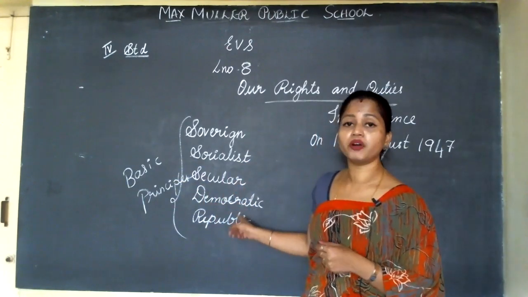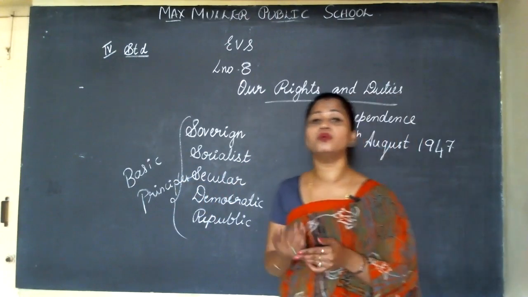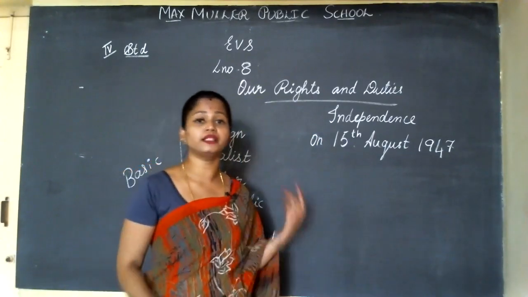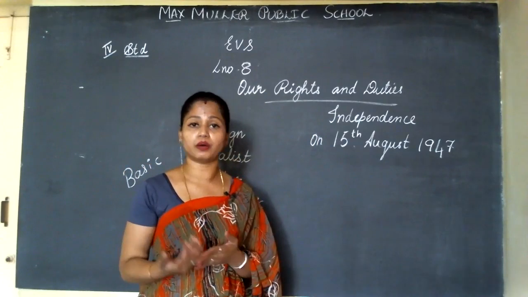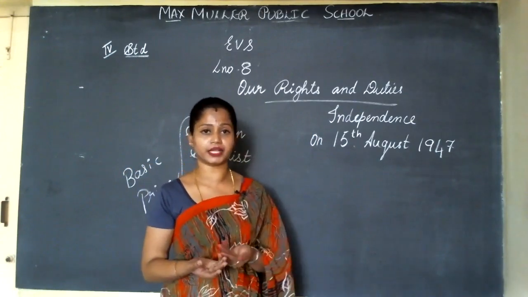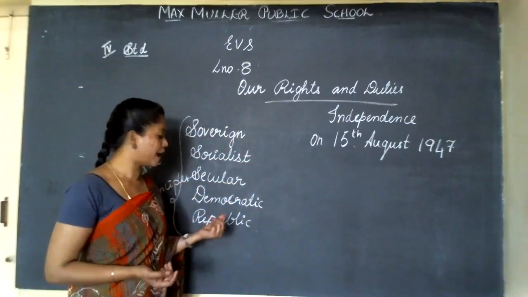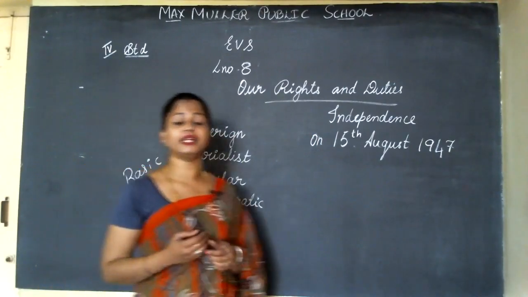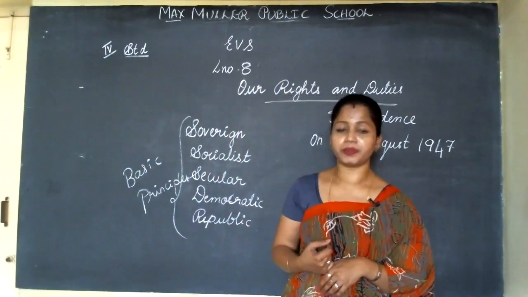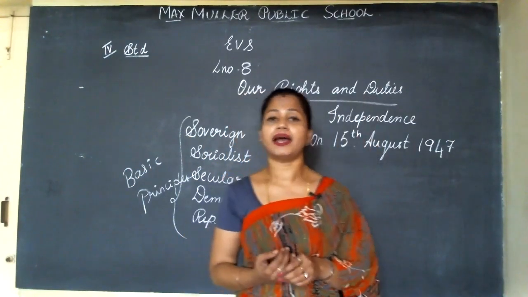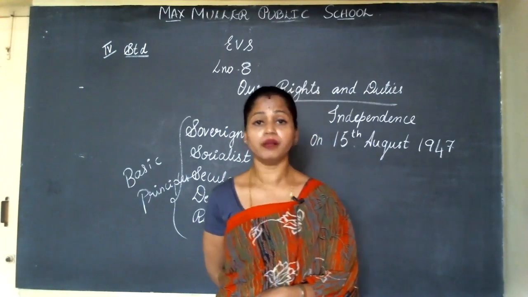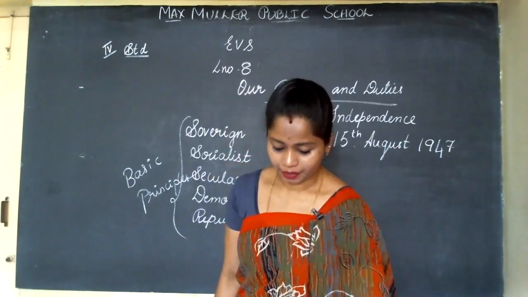Democratic means we are electing the leaders whom we need. We have the right to elect the leaders who can govern the country. It is called democratic. And republic: the elected leaders, the leaders whom we have elected, will form a government and represent the people. It is not ruling, they will take care of the people. It is called republic.